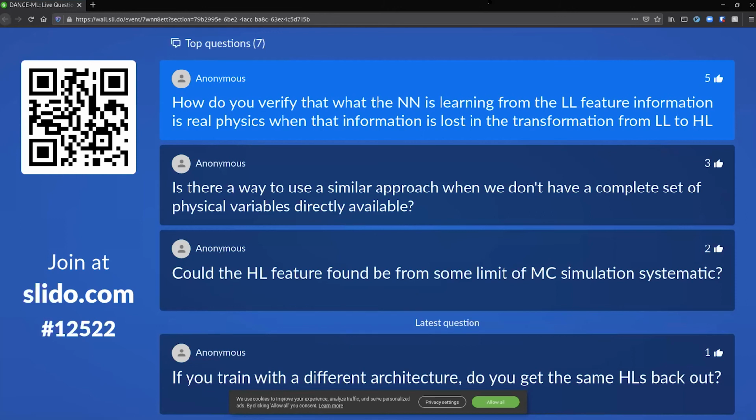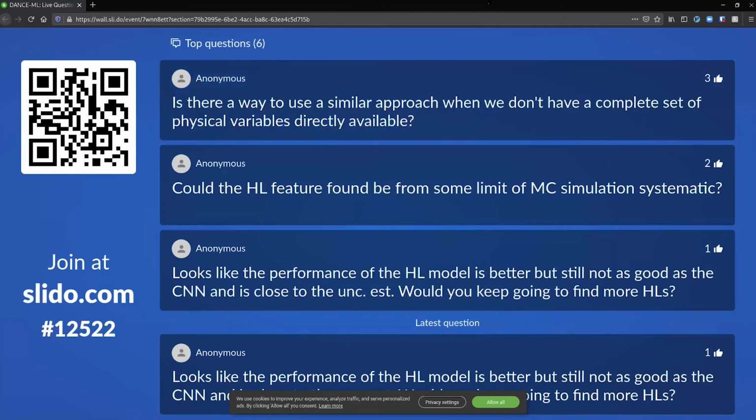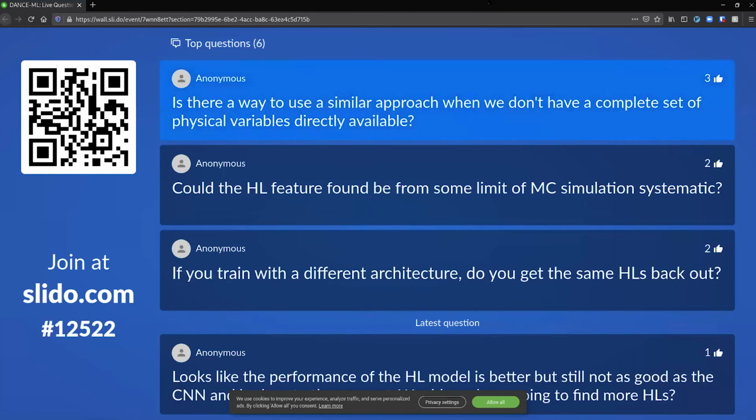This is a really great question. Number two, is there a way to use a similar approach when we don't have a complete set of physical variables directly available? Certainly, you can always map it to an incomplete set. I think it's a little less powerful in that case because if you don't get a complete mapping, you don't have as much insight. Like in this case, imagine we didn't get a good mapping. There's no set of variables in our space which describe the network.